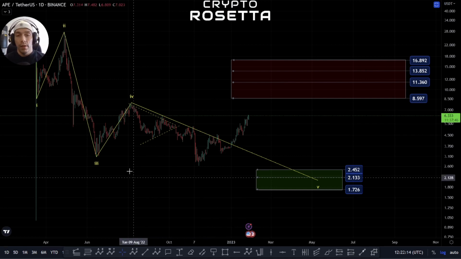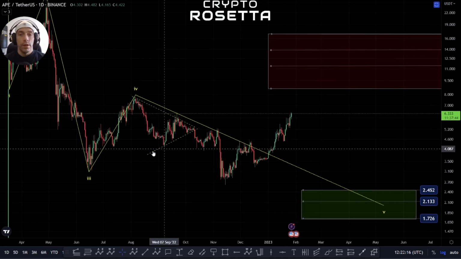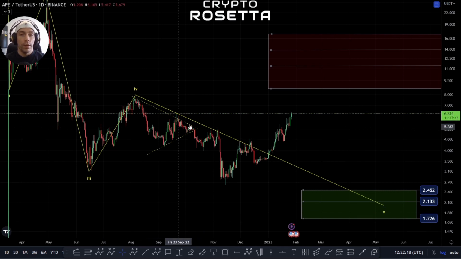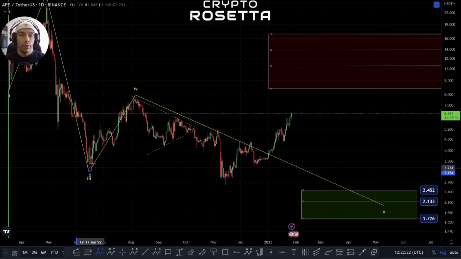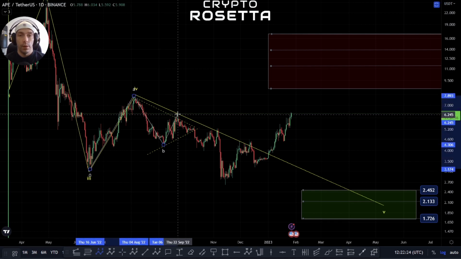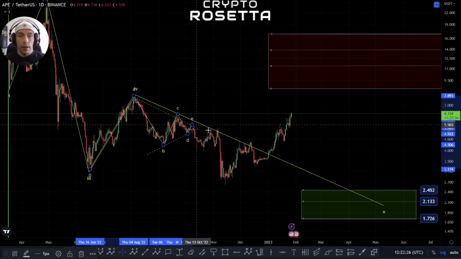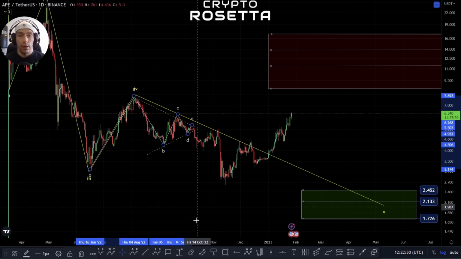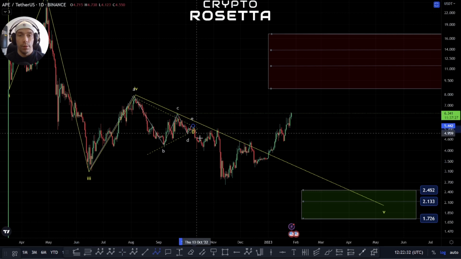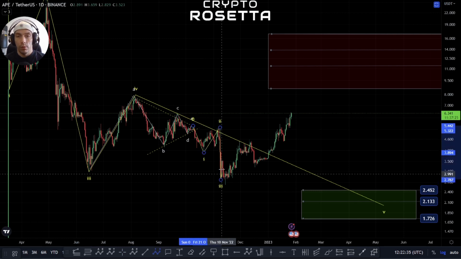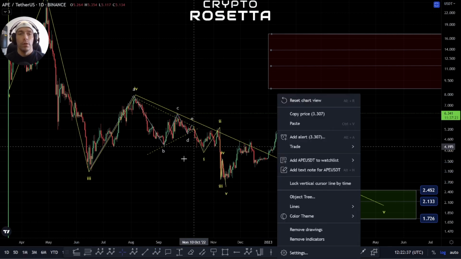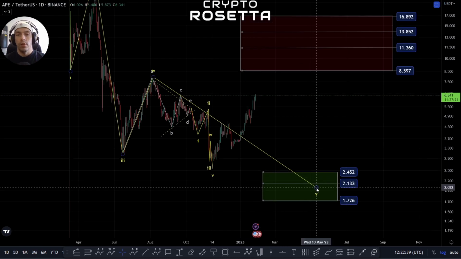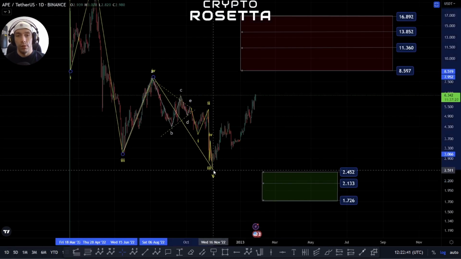Either, and I don't really like this option, but it can technically be valid, we can look at the fact that we've had a triangle in here as an A, B, C, D, and an E wave, but it would be a very small triangle towards the end here. It would, however, be valid because then we'd have a 1, 2, 3, 4, and a 5.